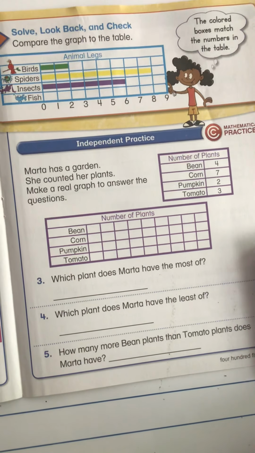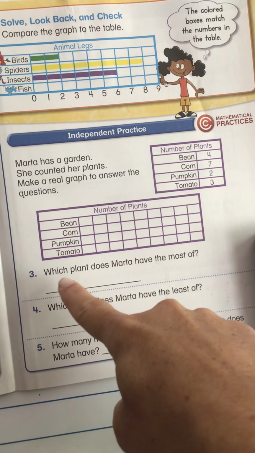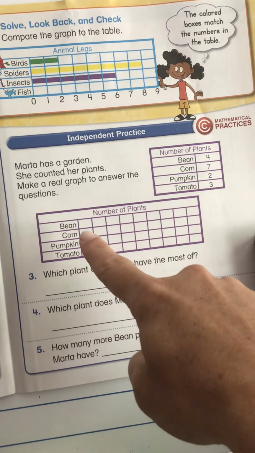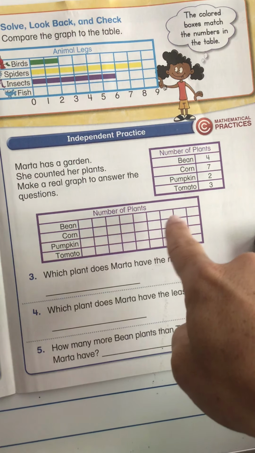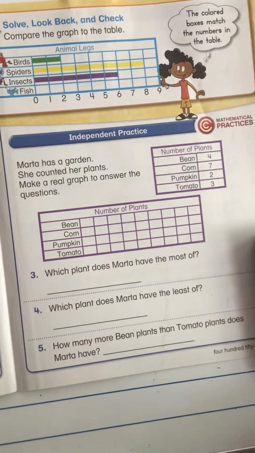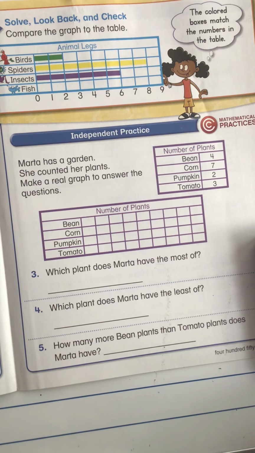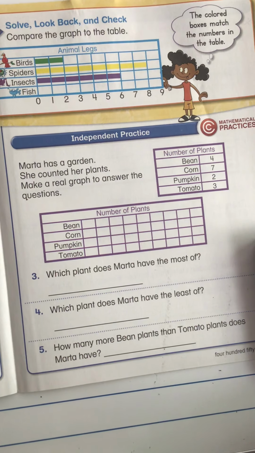Okay, for the questions, we're going to be using the graph that you colored in. So let's look at number 3. Which plant does Marta have the most of? Look at your chart and your graph. Which one has the most? It should be corn. You're going to write the word corn on the line for number 3. 7 was more than any other plant, so it has the most.